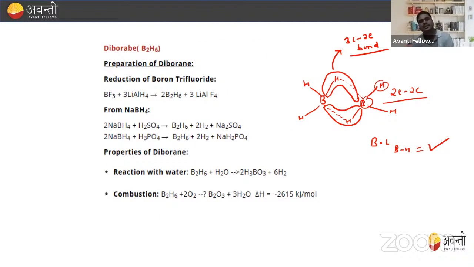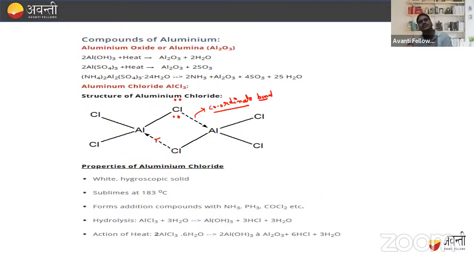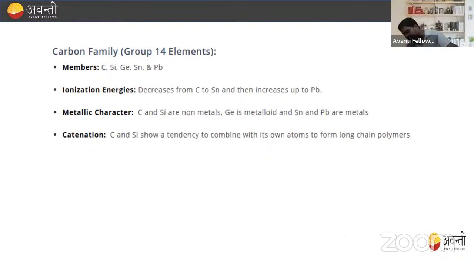Next, we discussed diborane, that is the preparation of diborane from BF3 and NaBH4. Similarly, the structure of diborane has three-center, two-electron bonds, right? And the reaction with water and combustion emit a good amount of energy. Similarly, we studied the compounds of aluminium, that is aluminum oxide or alumina, which we can prepare by heating aluminum hydroxide, and the structure of aluminum chloride and some physical properties, right? So we have already covered group 13 elements. On a similar basis, we are going to cover group 14 elements as well, right?